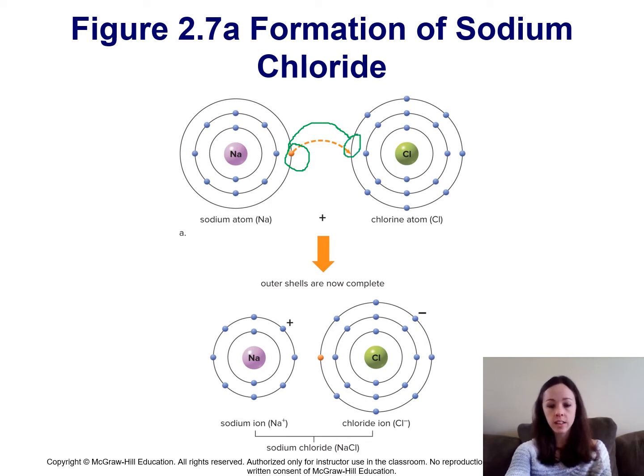So once that happens, then both atoms are going to be happy, because they both have that full outer shell. However, now sodium is going to have a positive charge, and chlorine is going to have a negative charge. And these two opposite charges are what attract them to each other, forming that ionic bond, allowing them to be a molecule.